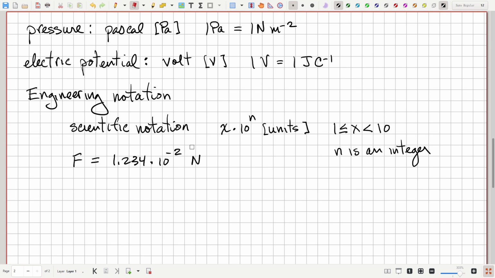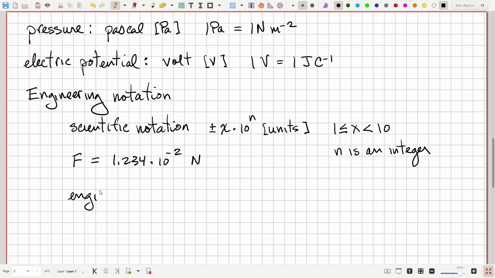Of course, it's possible to define forces and lengths and things to be positive or negative. So you could have a plus or minus in front of this if you want it to be a little more precise. But it's always a number in magnitude between 1 and 10. And then you use 10 to some exponent to represent the order of magnitude. That's scientific notation.